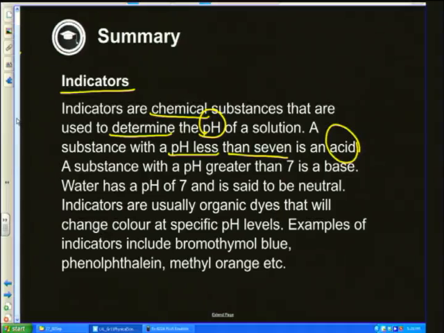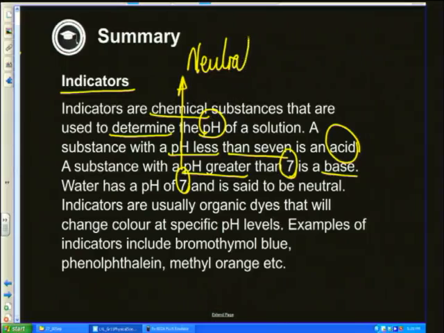Acids have got pH less than 7. A substance with a pH greater than 7 would be a base. And of course, if we have a substance with a pH of 7, we say that substance is neutral. Example, usually you find the pH of water to be 7, and we say water is neutral. That will be a substance that is neither a base nor an acid.